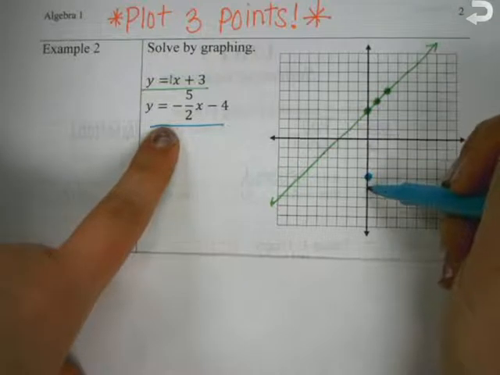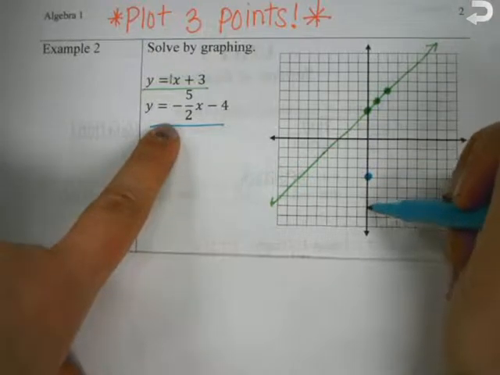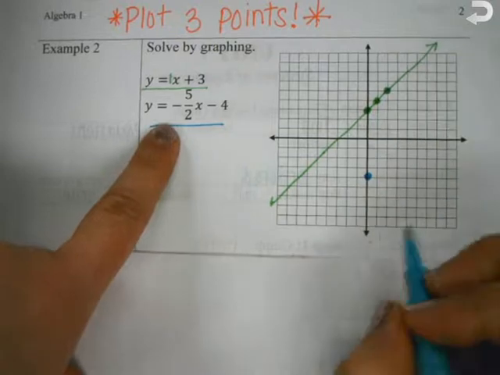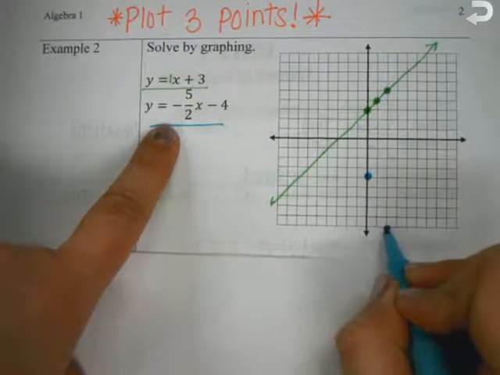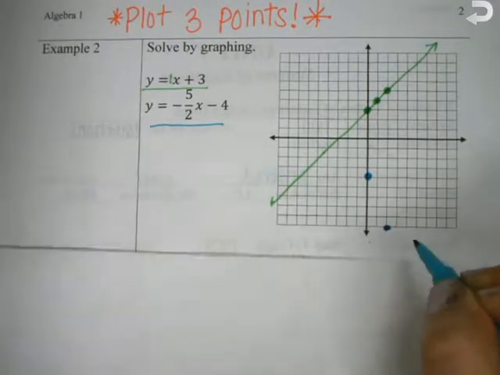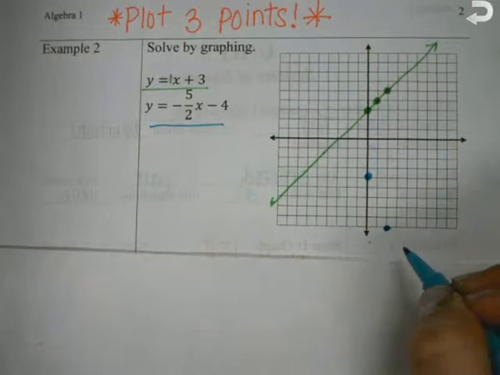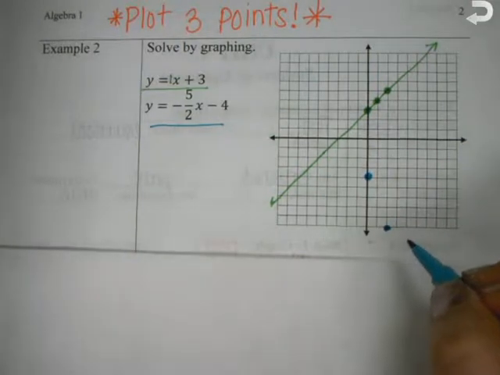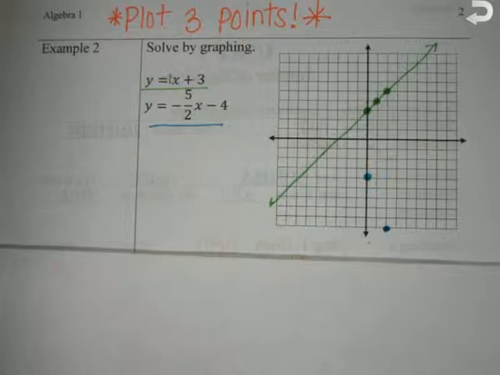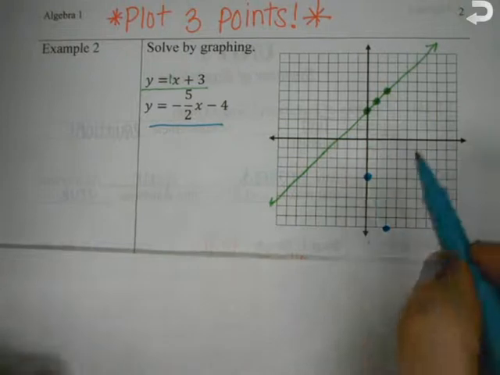But I ran out of room to plot my third point. So what could I do? You could do it off the graph, but that's not going to be super accurate. Julia, what else could we do? Very good. I can go back to the point that I graphed the first time. And what if I attach the negative to the 2 instead of the 5? It's still going to be the same slope, right?